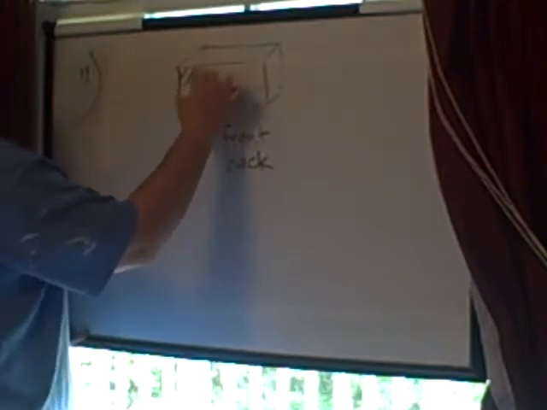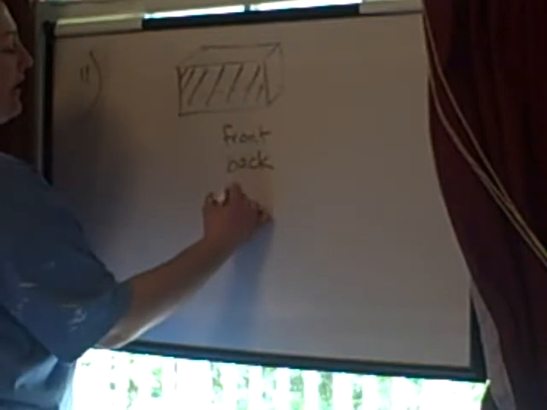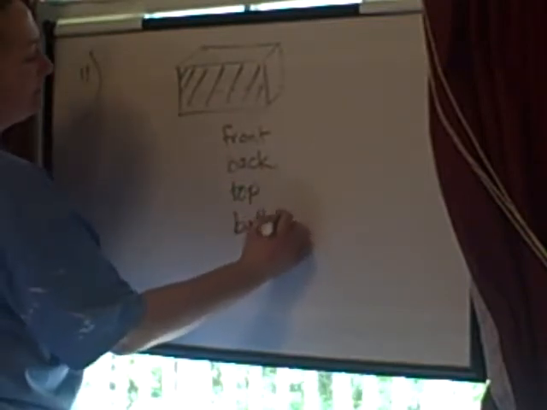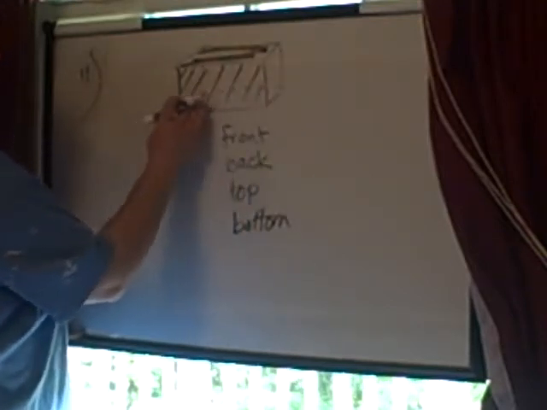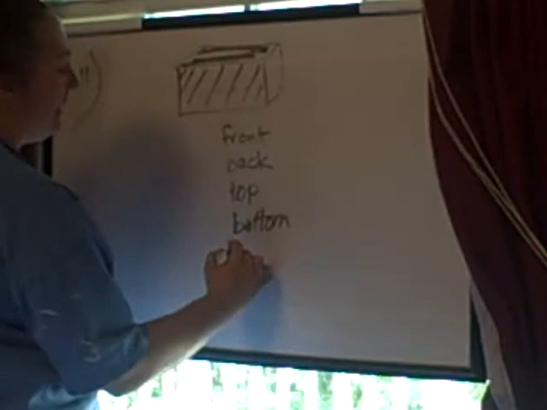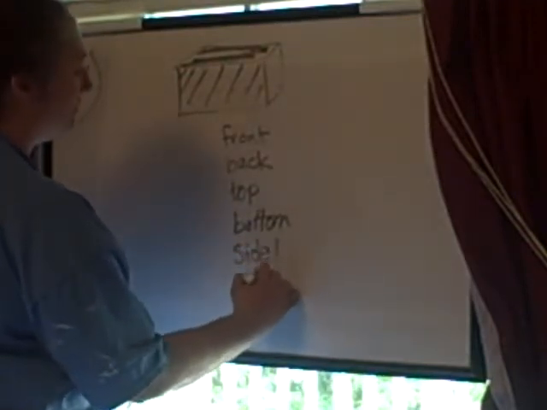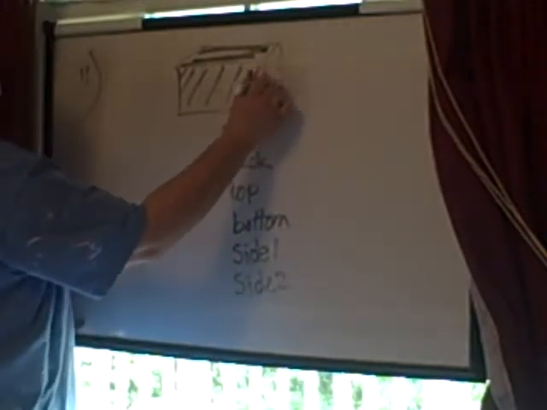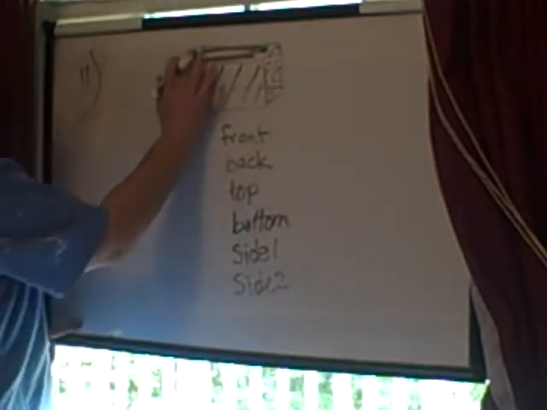Here's the front, which is the same as the back side. It has a top, which is the same as the bottom. Here's the top, and the bottom is down here. And then it has 2 sides. We'll call them side 1 and side 2. Over here is the side, and over here would be the other side.